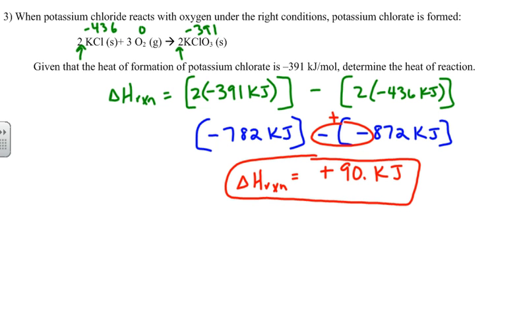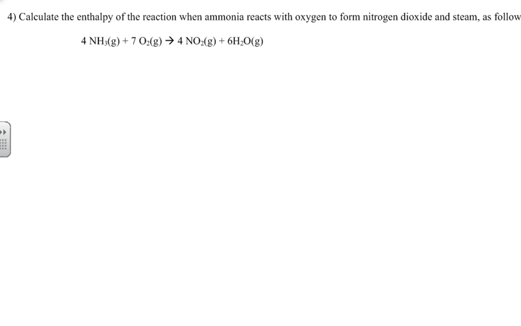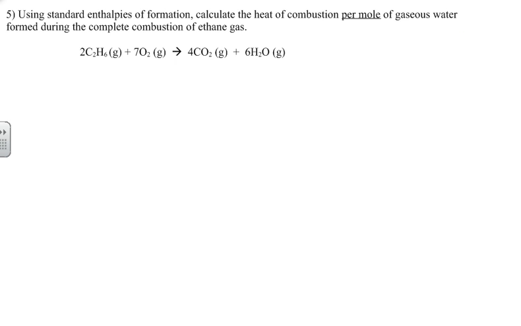All right, I'm going to let you try numbers 4 and 5. I will post the answers to these, but let's see if you can accomplish the same answer that I show you here. The correct answer for number 4 works out to a heat of reaction of negative 1,136 kilojoules. And for number 5, the heat of the reaction works out to be negative 476 kilojoules.